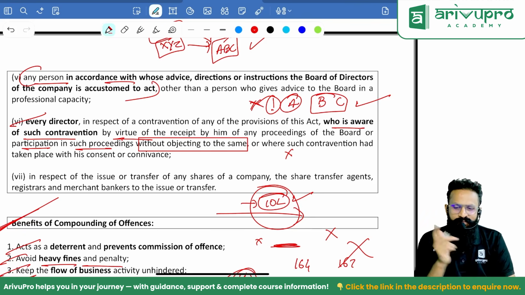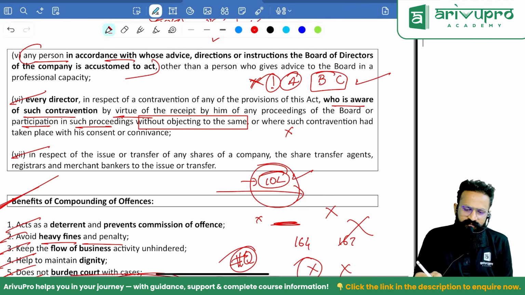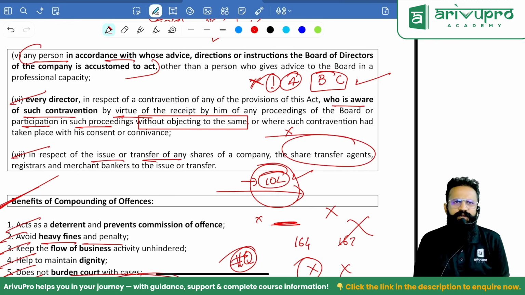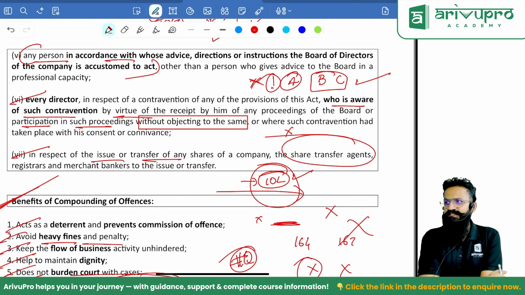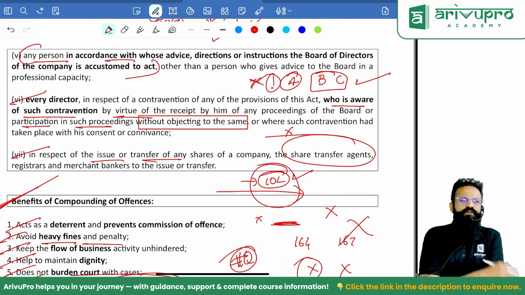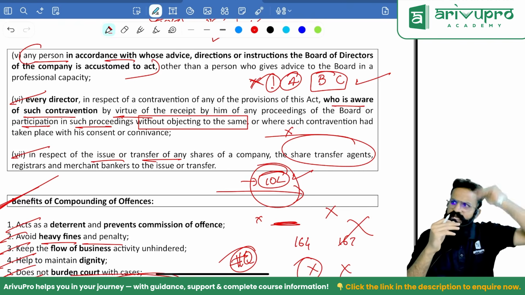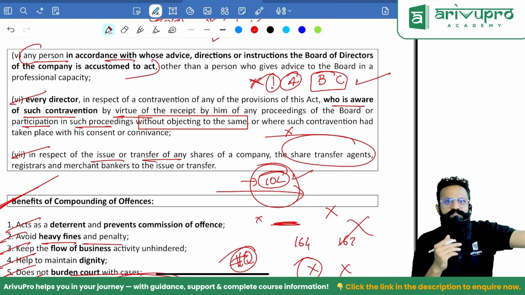Okay. Yes. Last one, sir. In respect of the issue or transfer of any shares of a company, share transfer agents, registrars, and merchant bankers, it is nothing but people. Few companies manage the share transfer agent job in-house. Few companies outsource it. When any non-compliance is happening in that department where we have outsourced.